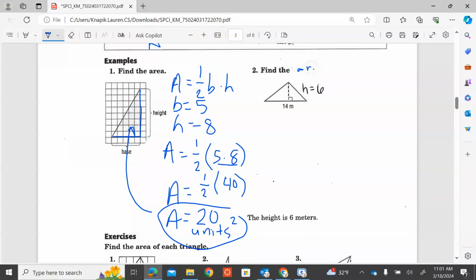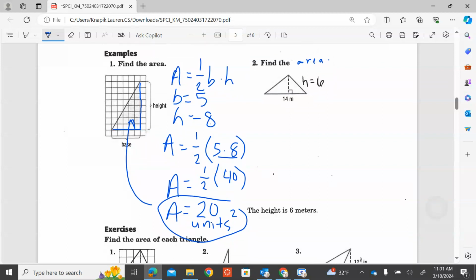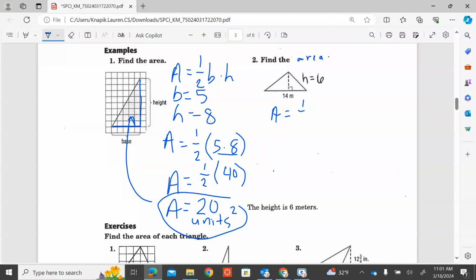All right, example 2. It should say find the area. I did some whiting out and cropping the paper before I scanned it in for us. Find the area. Well, we know our formula is 1/2 base times height. And if I'm going too fast, pause the video, slow down, take the notes. It's here for you. Area equals 1/2 base times height. All right, we know our base is 14. Here's our base. Our height is given to us as 6.